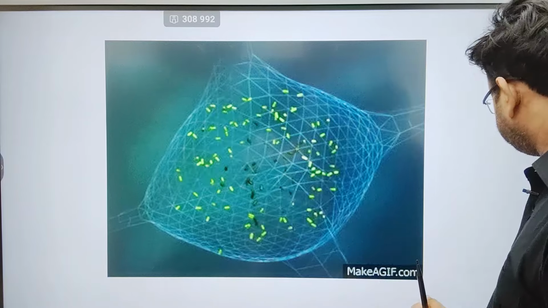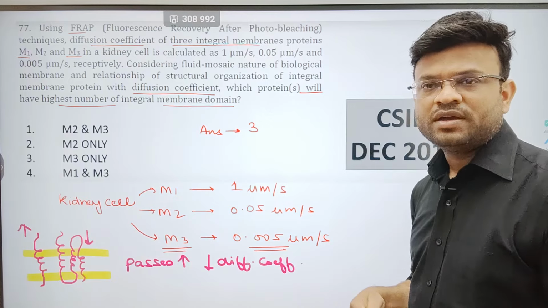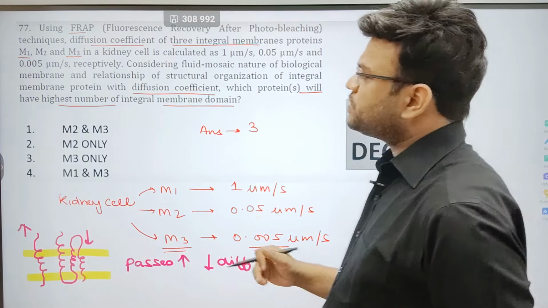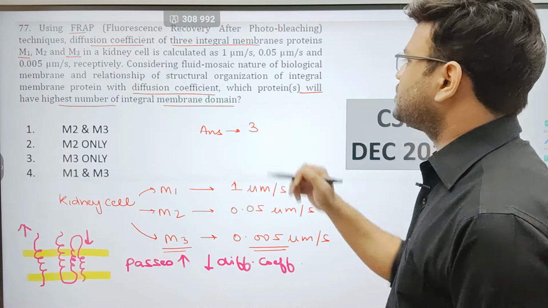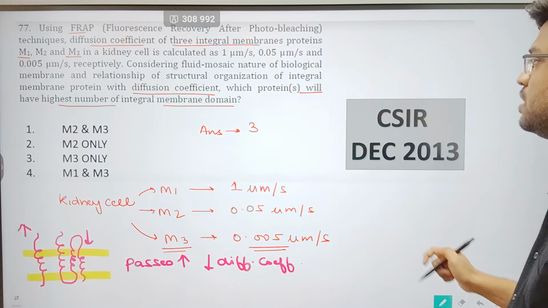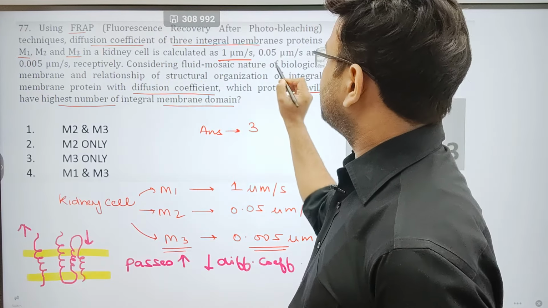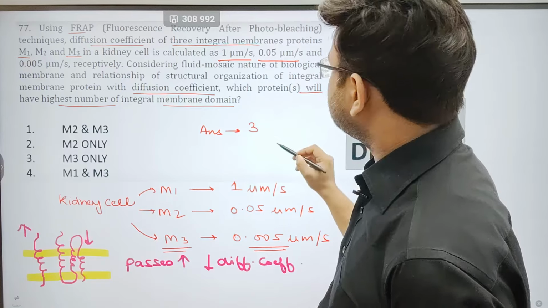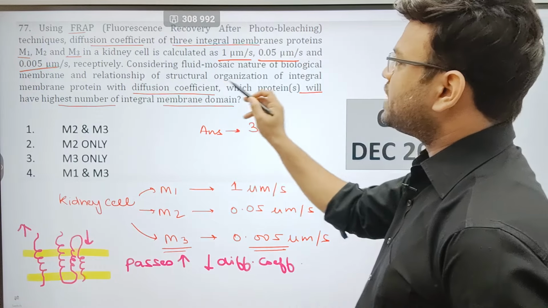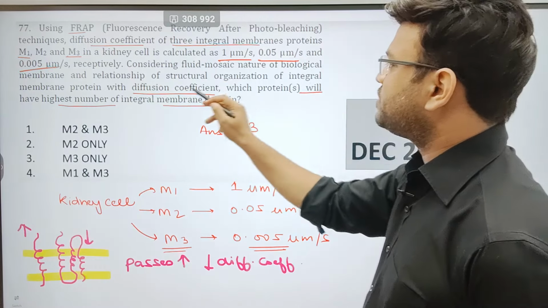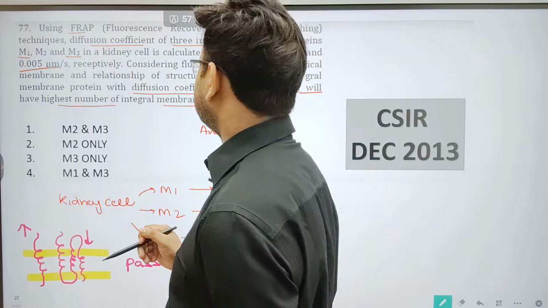Now let us move on to the questions that have been asked from FRAP in CSIR-NET. First question: using FRAP, fluorescence recovery after photobleaching, the diffusion coefficients of three integral membrane proteins M1, M2 and M3 in a kidney cell are calculated as 1 μm per second, 0.05 μm per second and 0.005 μm per second. Considering the fluid mosaic nature of biological membrane and the relationship of structural organization of integral membrane protein with diffusion coefficient, which protein will have the highest number of integral membrane domains?